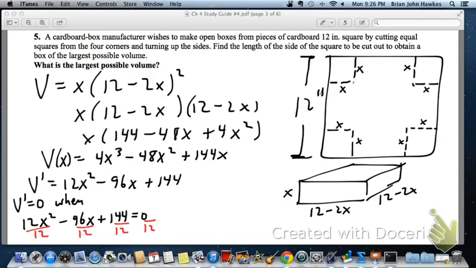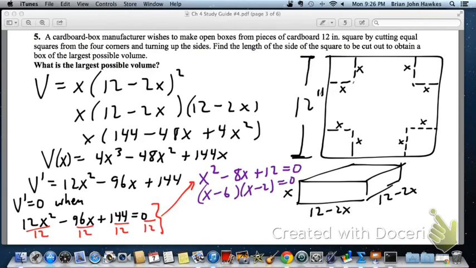And where could we do that work? We're running out of room here. So let me try a different color so it doesn't totally mess things up. When we divide the first term by 12, we just get x squared. Second term by 12, we get minus 8x. And then we have plus 12 is equal to 0. So if we factor that, we get x minus 6 times x minus 2 is equal to 0. And we get x equals 6.